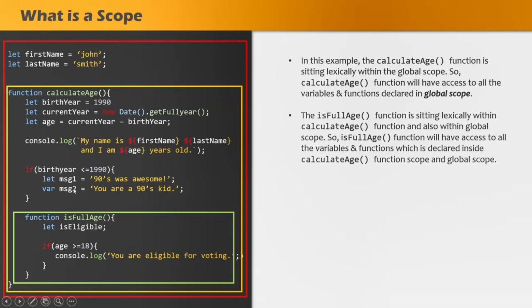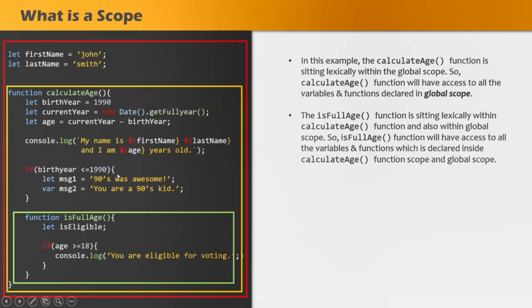And since it has the scope of this calculate age function, we learned that since this isFullAge function is sitting lexically within this calculate age function, it will have access to all the variables and functions which have the scope of this calculate age function. And this message to has the scope of this calculate age function. So this will also be accessible inside this isFullAge function.